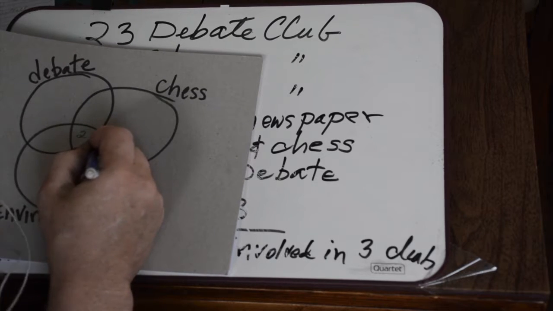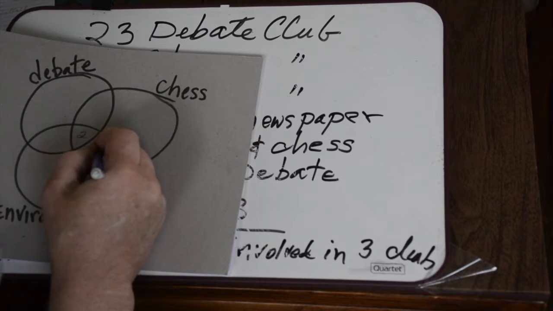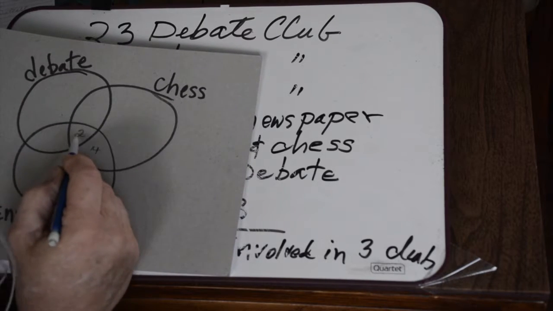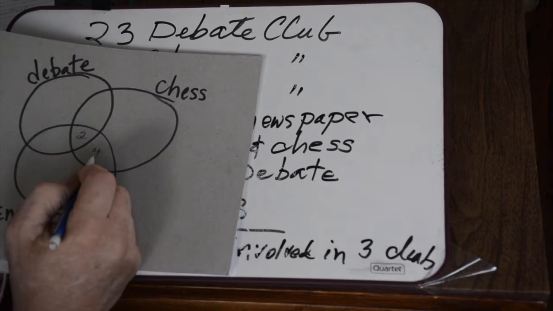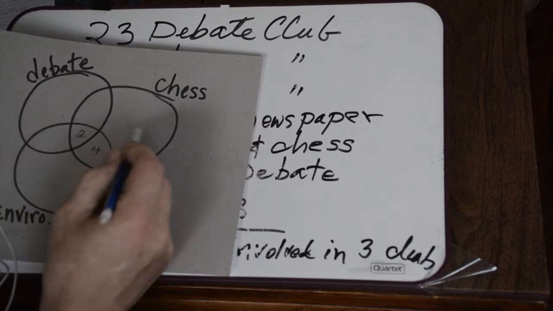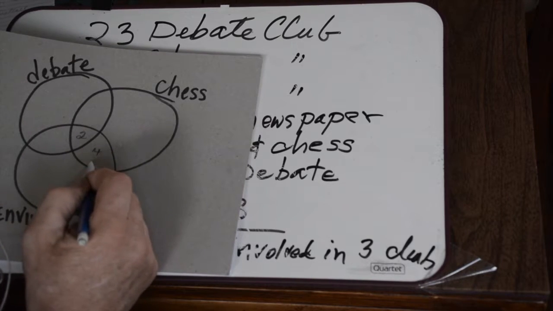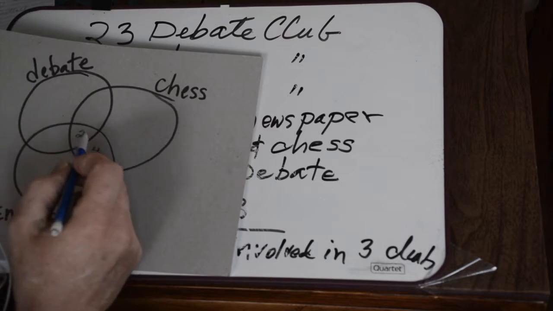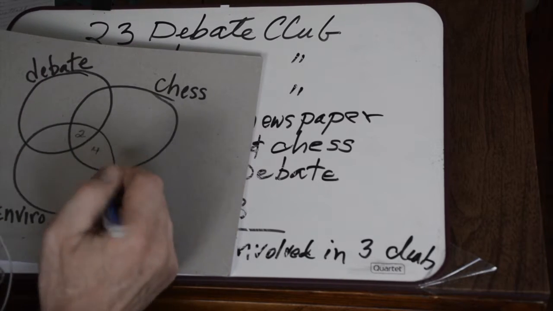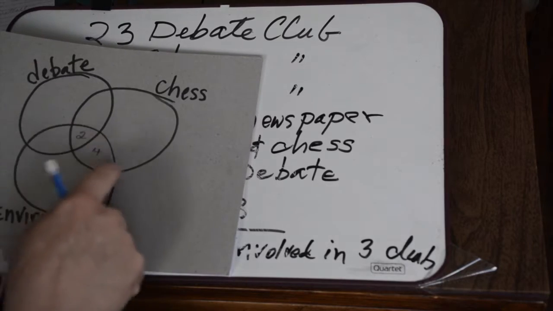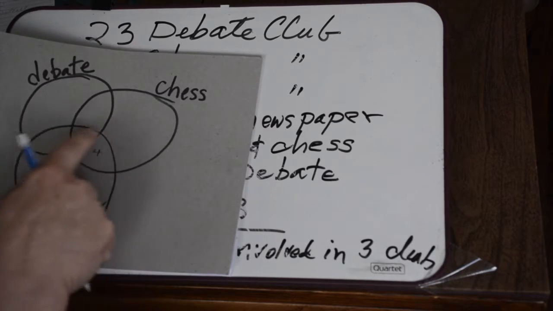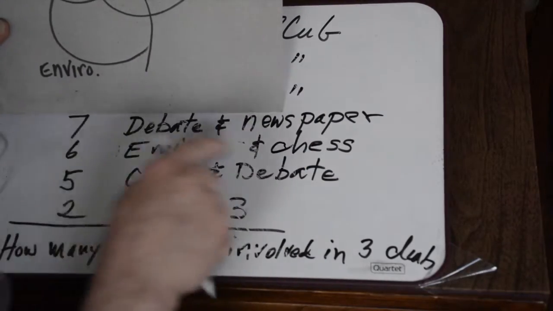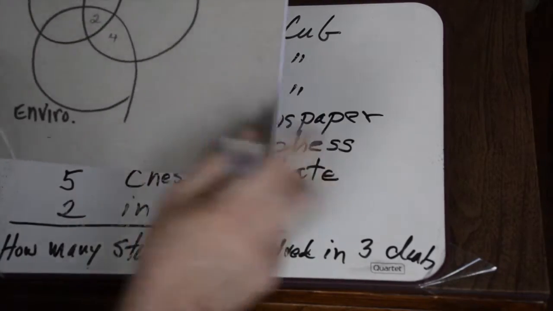If there are a total of 6, and 2 of the 6 are doing all 3, that leaves 4 who are doing just chess and environmental, and they would be here. So 2 of those people are in my chess and environmental overlap. The 6 that says chess and environmental is adding up to 6.